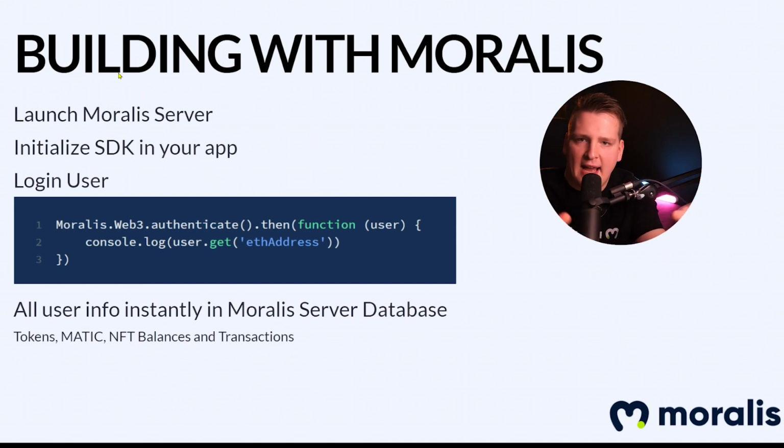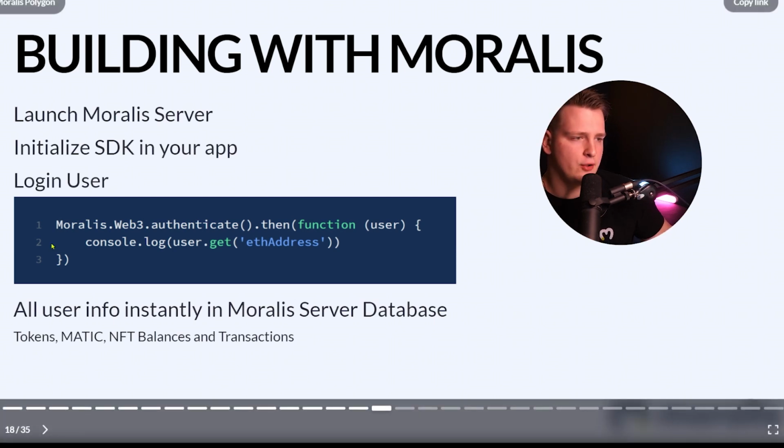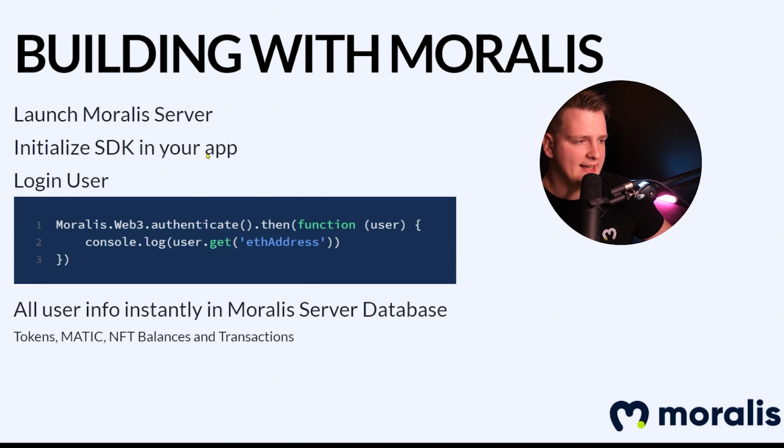And this server already has all of these crypto features pre-configured. For example, to fetch transactions, to watch the blockchain, to update everything in real time. I will demonstrate how it works and how easy it is. But you launch a server, you initialize the SDK in your application, and then you can start using the SDK. So for example, if you want to log in a user, as you can see, it is just one line of code. One line of code to log in a user, Moralis Web3.authenticate. When you do that, your user is already logged in.